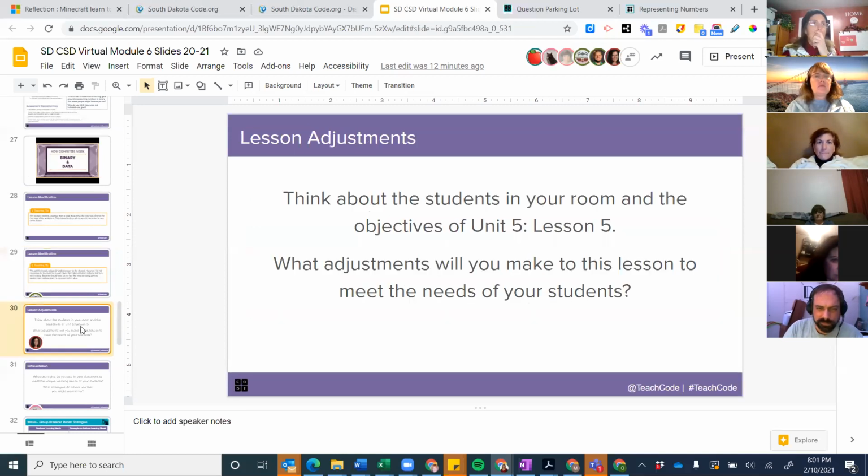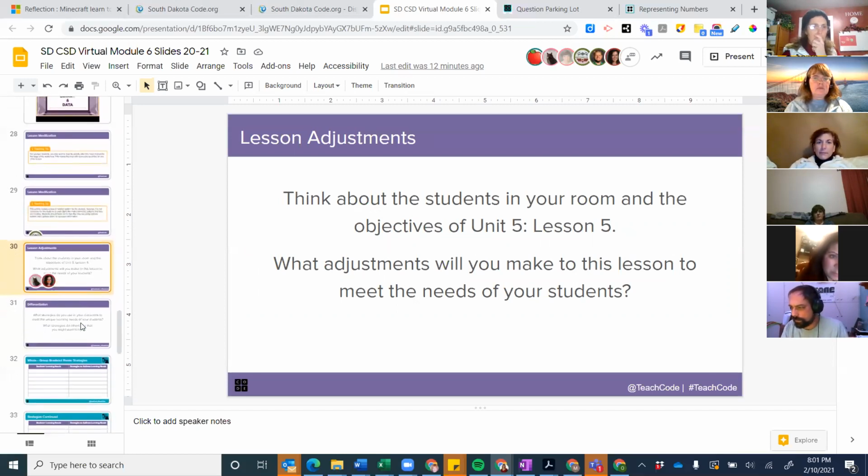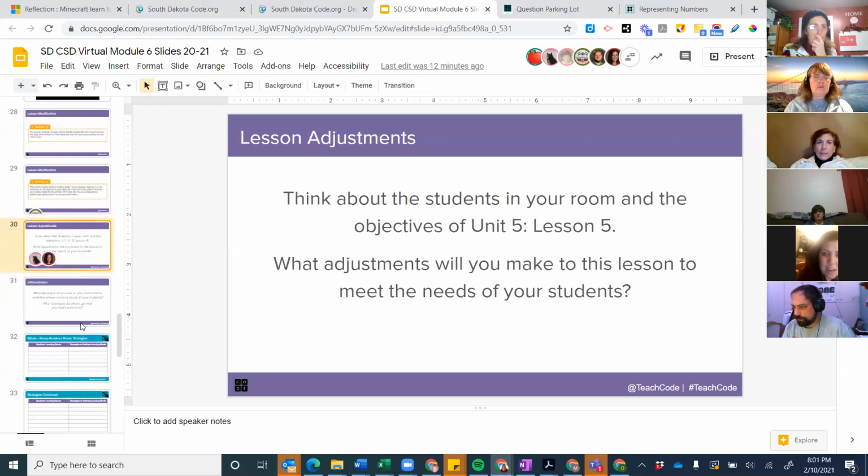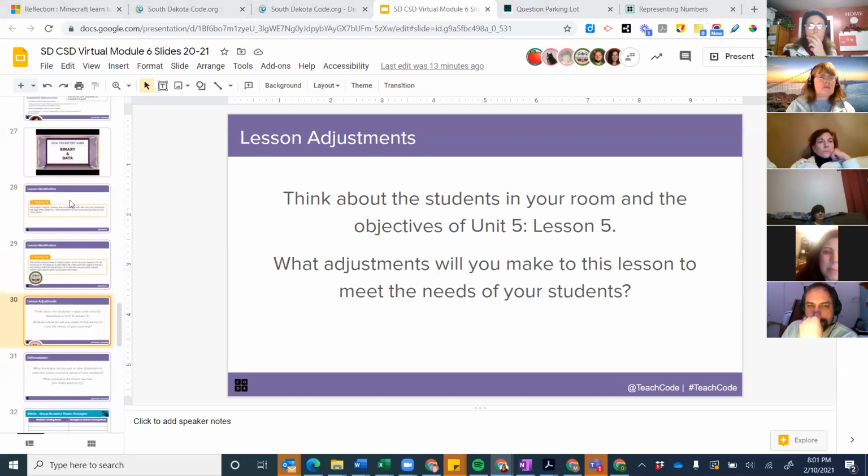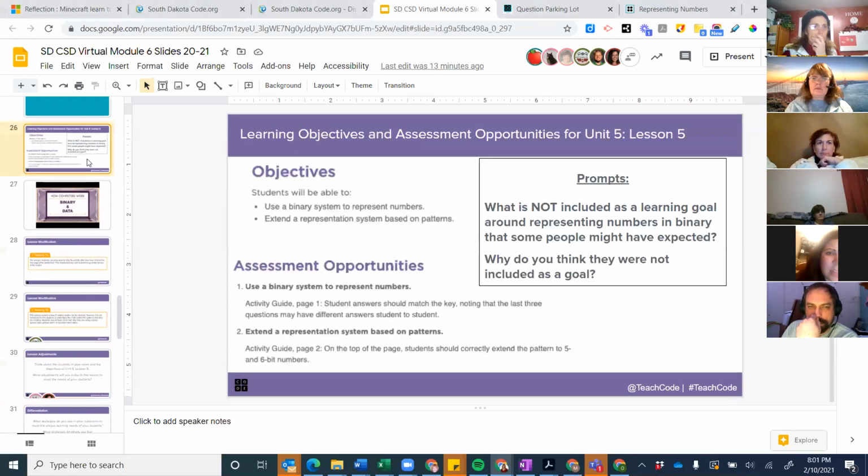Let's take a minute to reflect with each other. Let's think about the students in your room and the objectives of Unit 5. Scott shared the lesson link, but I also put the lesson objectives on slide number 26. So take a second and think about the objectives and think about your students. What adjustments do you think you'll need to make to this lesson specifically to meet the needs of your students?